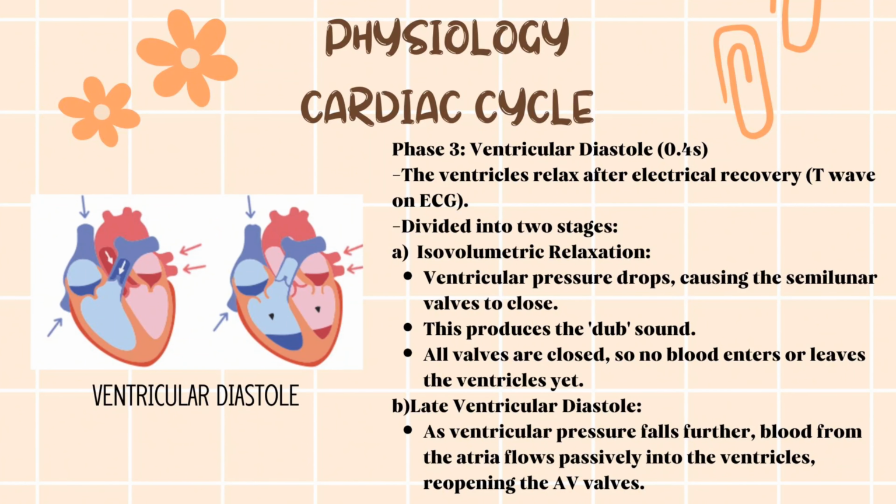The last phase is ventricular diastole, which lasts about 0.4 seconds. This phase occurs as the ventricles relax following electrical recovery represented by the T wave on an ECG. This phase is divided into two stages also. During isovolumetric relaxation, the ventricular pressure drops, causing the semilunar valve to close, producing the dub sound. At this point, all valves remain closed and no blood enters or leaves the ventricles.